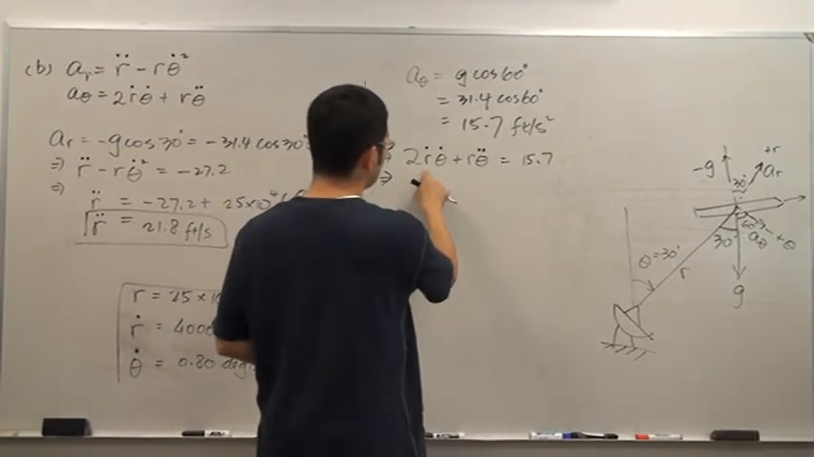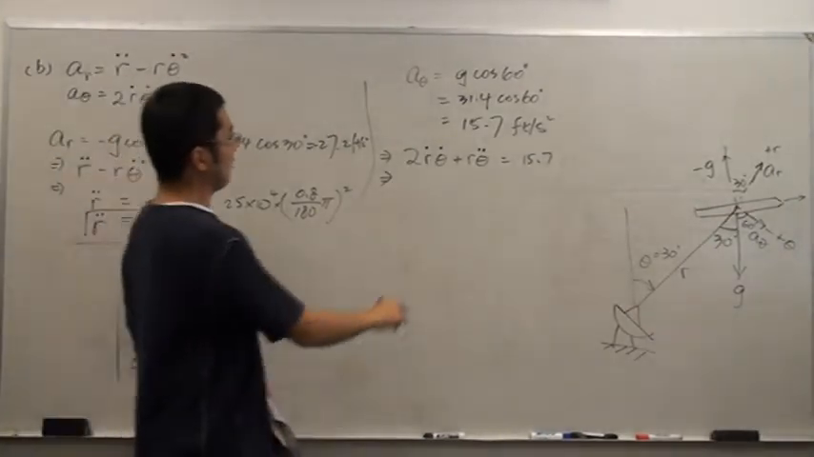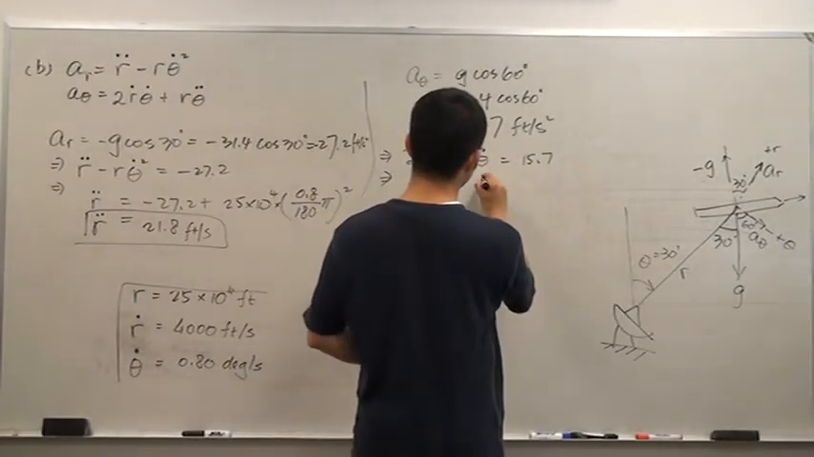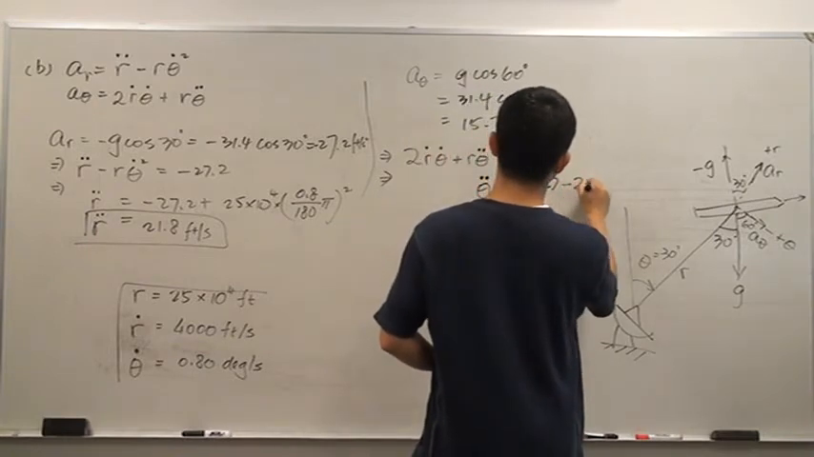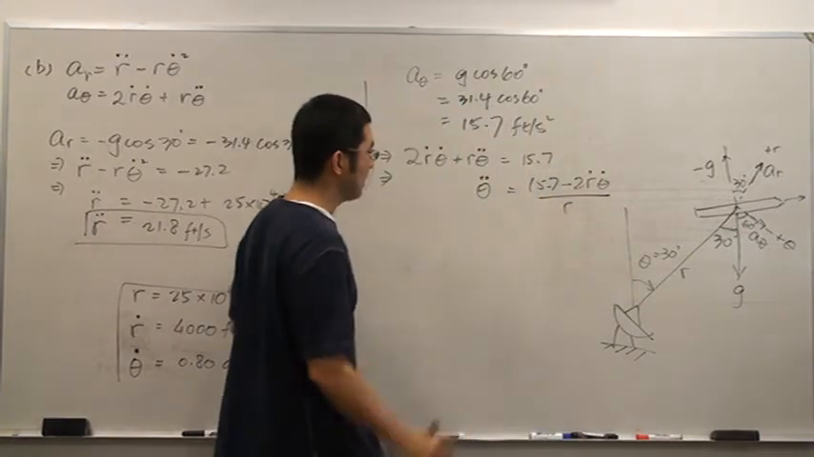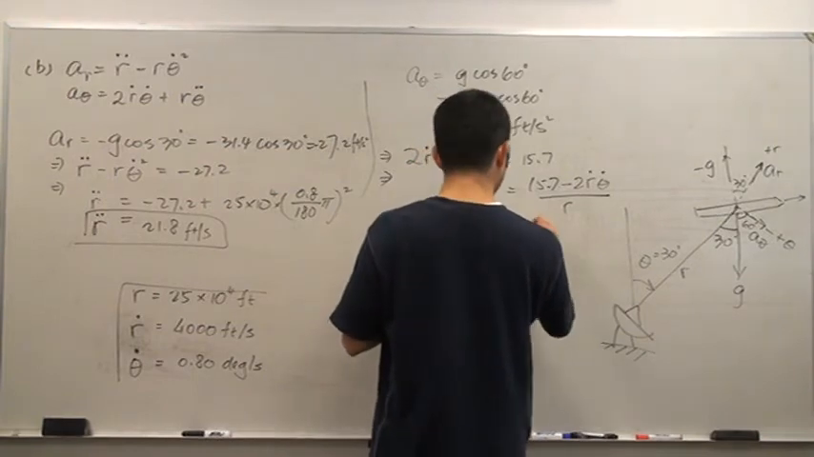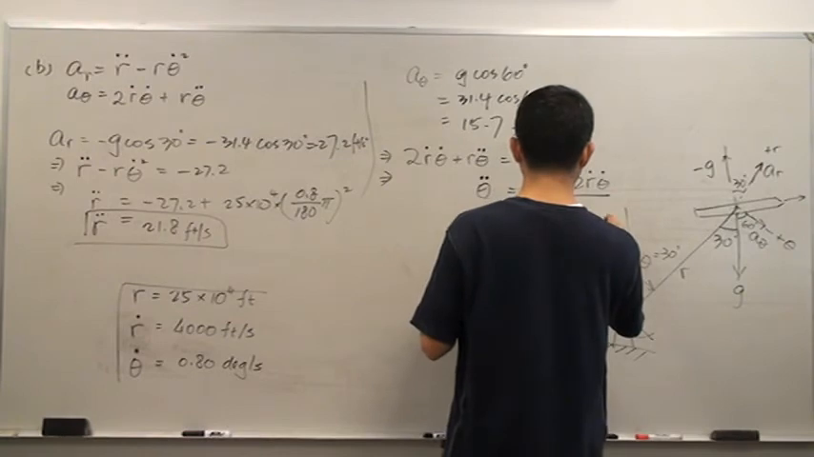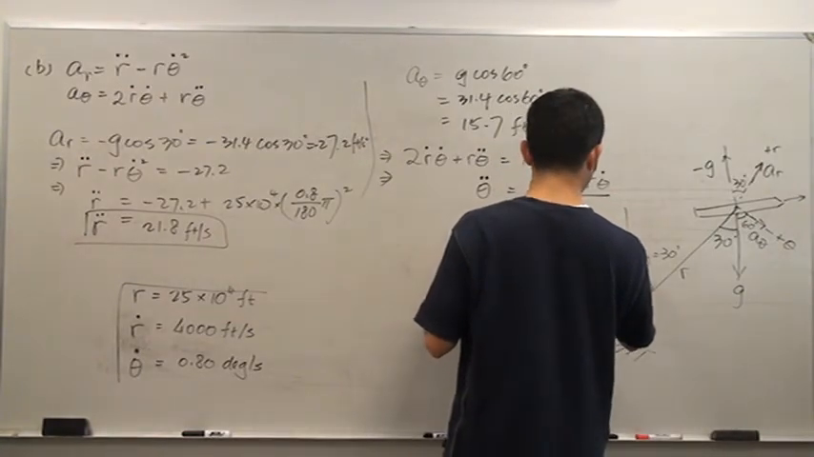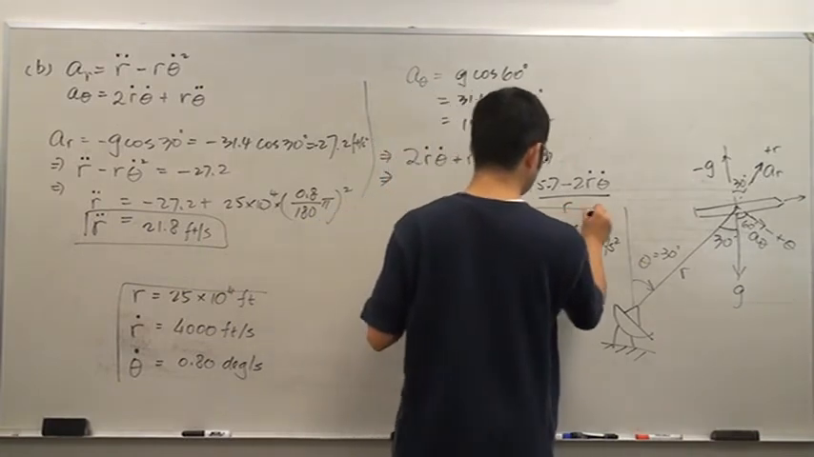So I know r dot, I know theta dot, these are all given to me. I know r. The only thing I don't know is theta double dot. So this is equal to 15.7 minus 2r dot theta dot, divided by r. And the answer is minus 3.85 times 10 to the minus 4 radian per second squared. So this is my theta double dot.